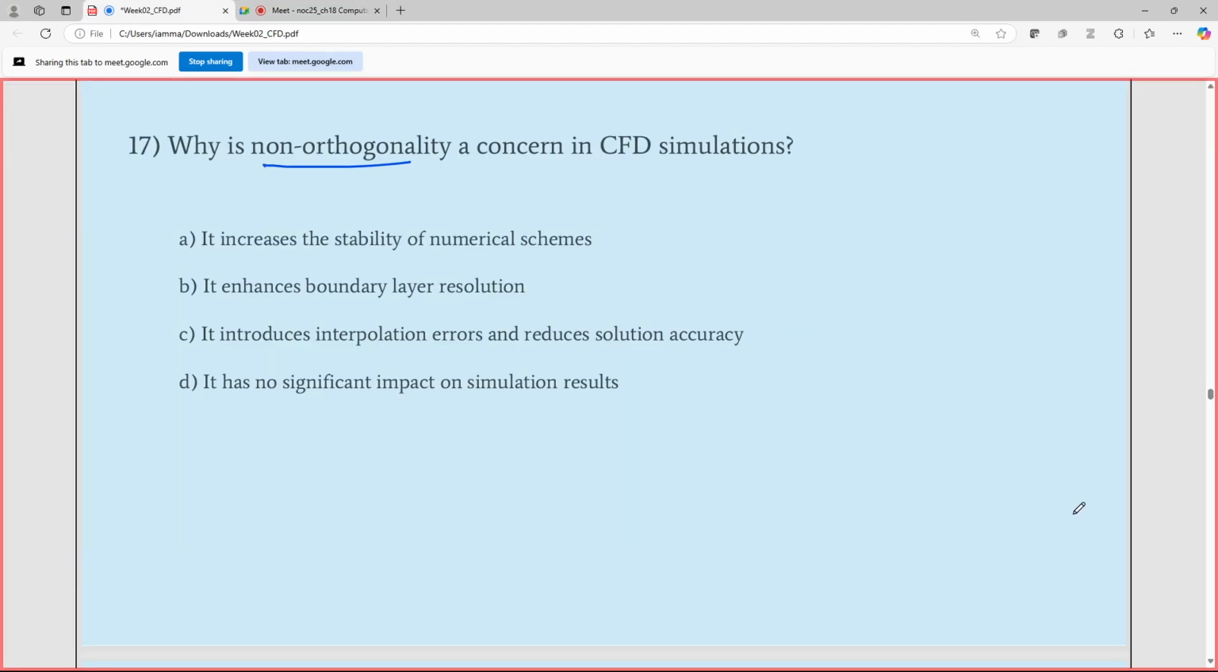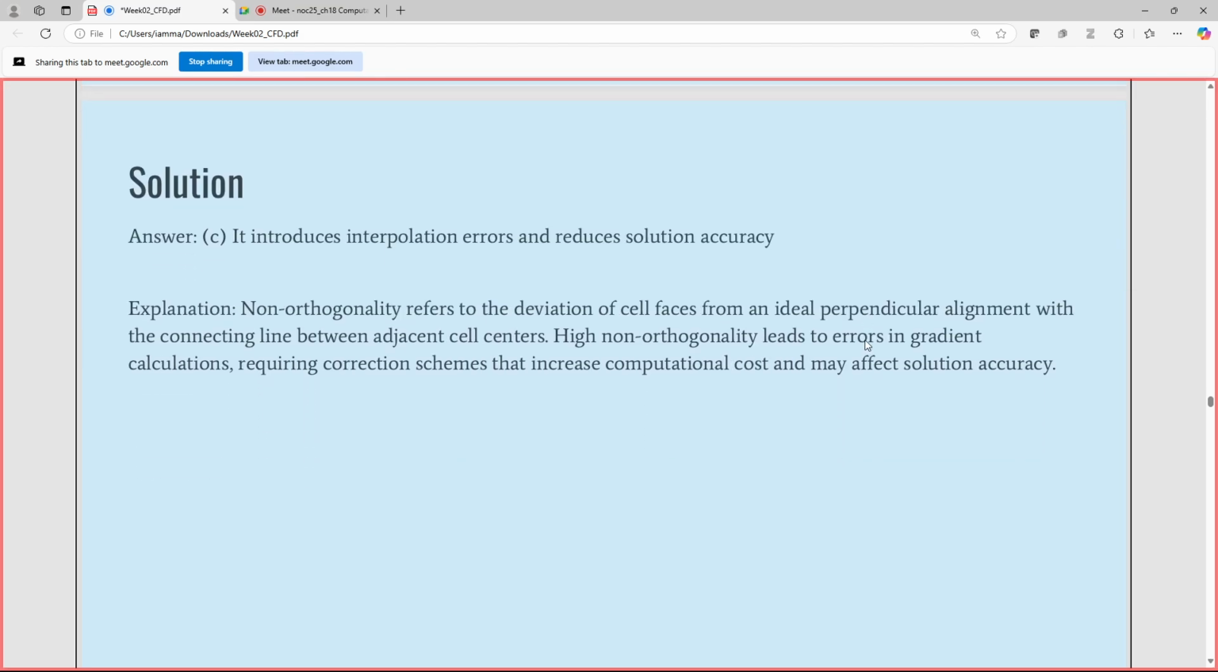So again, the answer is option C. It introduces interpolation errors and reduces solution accuracy. Like we have discussed earlier, non-orthogonality will also impact the calculation of gradients. So the gradient calculation will be impacted by the presence of non-orthogonality, and our aim is to reduce this non-orthogonality as much as possible.